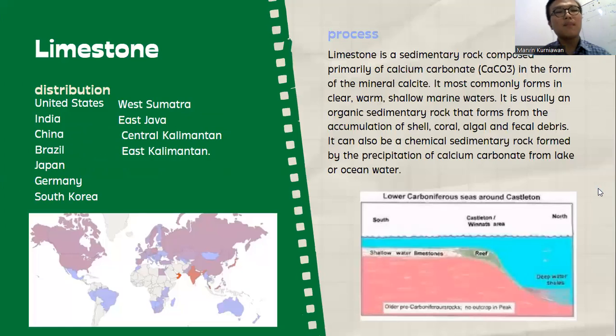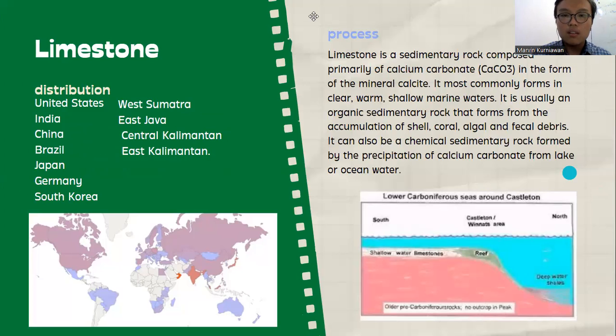So the distribution of limestone in the world: we have the US, India, China, Brazil, Japan, Germany, and South Korea. In Indonesia, limestones are located in the West Sumatra region, East Java, Central Kalimantan, and also East Kalimantan.